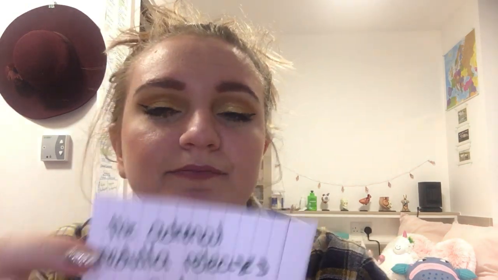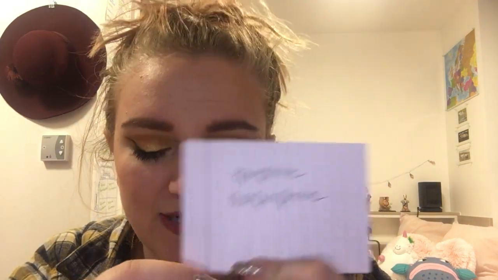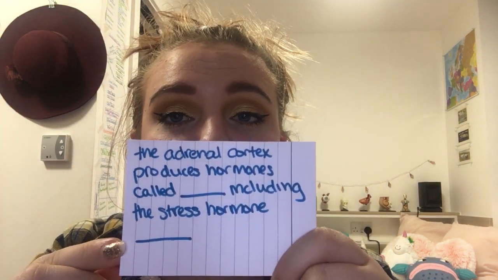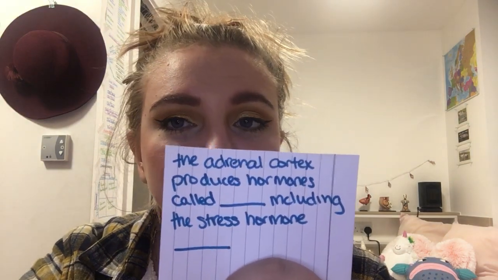The adrenal medulla releases epinephrine and norepinephrine as part of the sympathetic system. What were those two guys that were in the sympathetic system? Epinephrine and norepinephrine. The adrenal cortex produces hormones called corticosteroids, including the stress hormone cortisol. So it produces hormones called corticosteroids. And what's a big corticosteroid you hear about a lot? Cortisol.